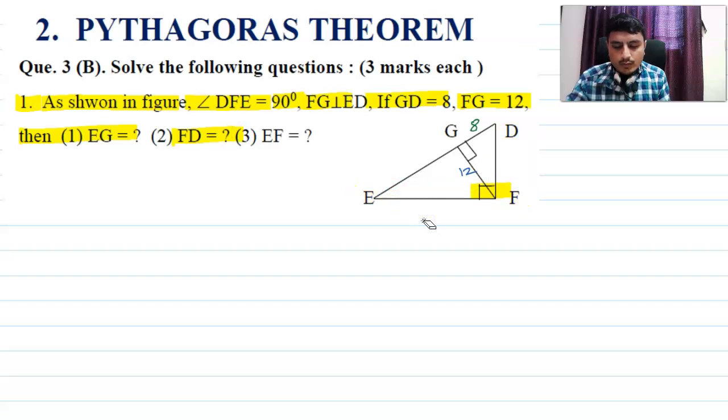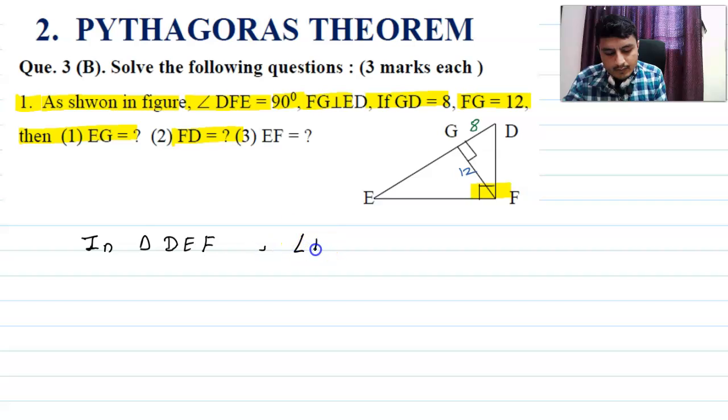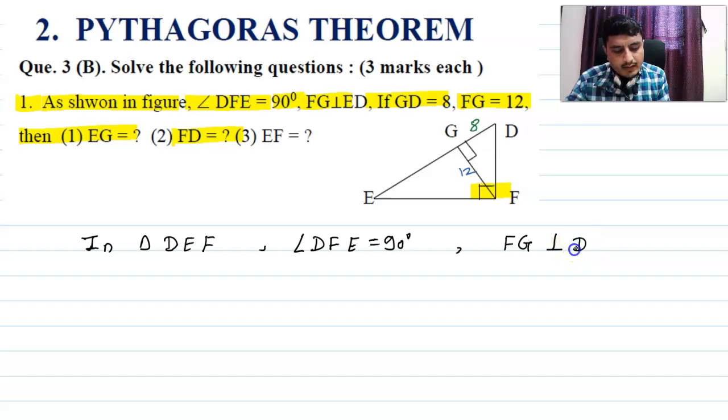So what shall we have to do? First of all, in triangle DEF, the measure of angle DFE is equal to 90 degrees. That means the given triangle DEF is a right angle triangle. In the right angle triangle, we have FG perpendicular to the hypotenuse DE, so we can use the geometric mean theorem here.